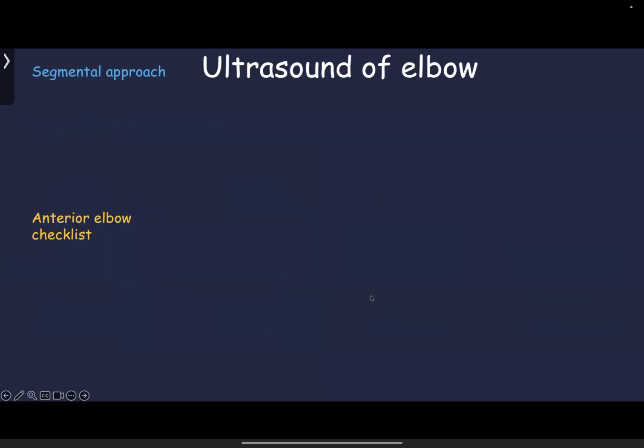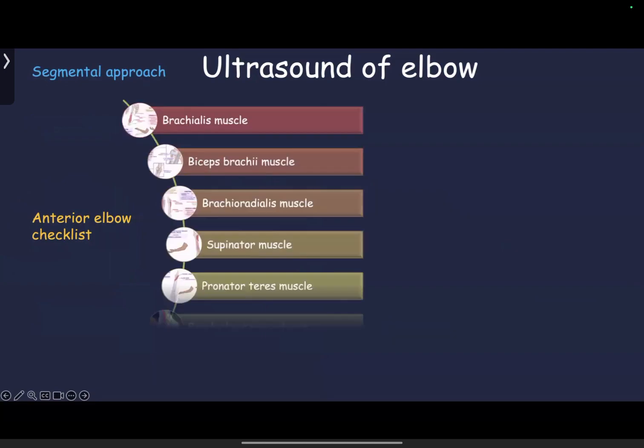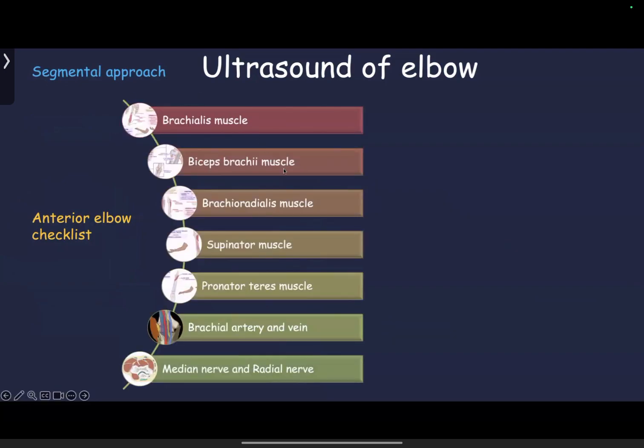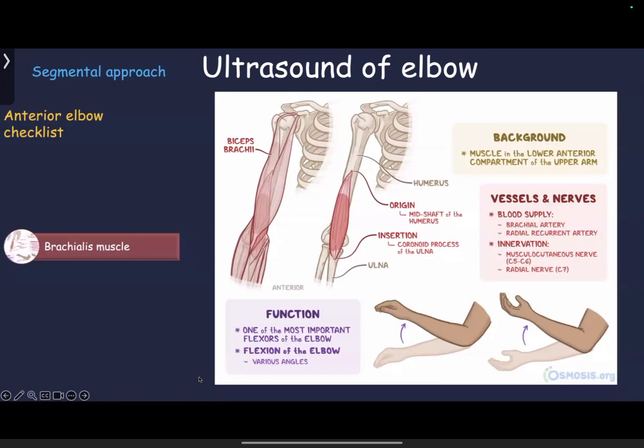So in the anterior elbow, what are the things we need to find out? These are the things. We have the brachialis muscle, the biceps brachii muscle and tendon, the brachioradialis muscle, the supinator, pronator teres. We have the brachial artery and the vein. This brachial artery is a very important landmark in the anterior elbow. Then we have the median and the radial nerves. Why am I going into so much detail of these muscles? Because each of the muscles is very important, and we'll find every muscle on the ultrasound.